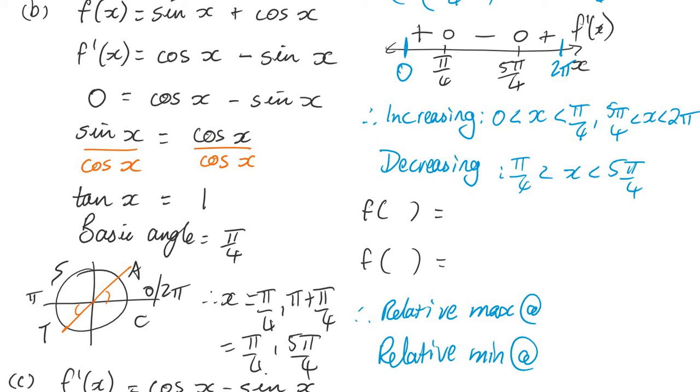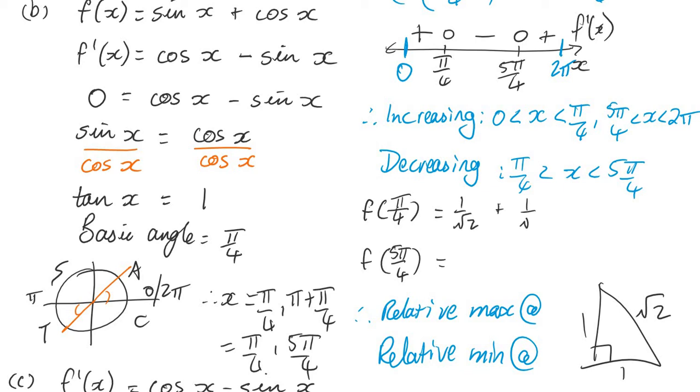Okay, so that answers that question, but we haven't quite found the relative extrema yet. We know the x values when they occur, but not the y values. So I have to evaluate, going back to our exact value triangle, sine of pi on 4 is 1 on root 2. Cos of pi on 4 is 1 on root 2. So that's 2 on root 2, or root 2.